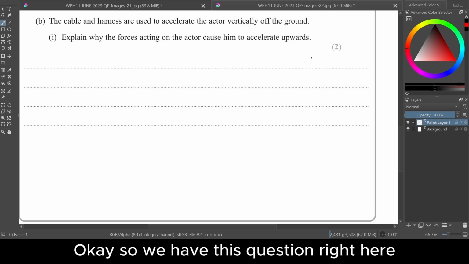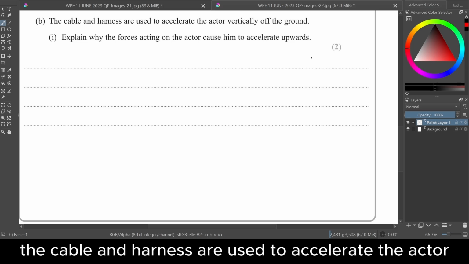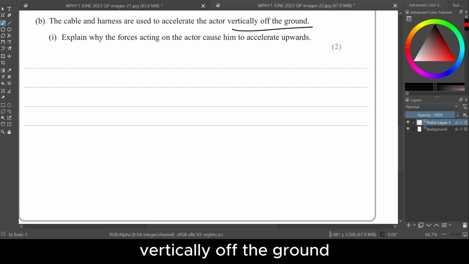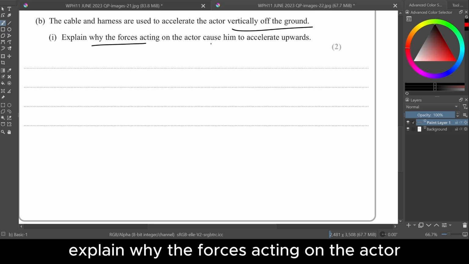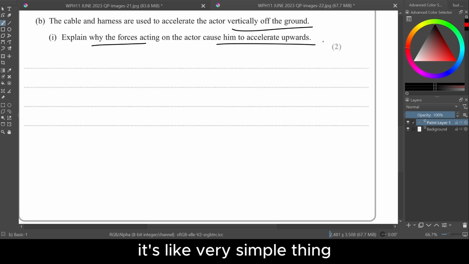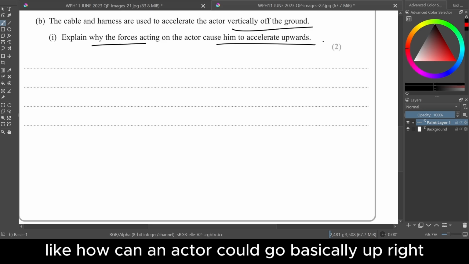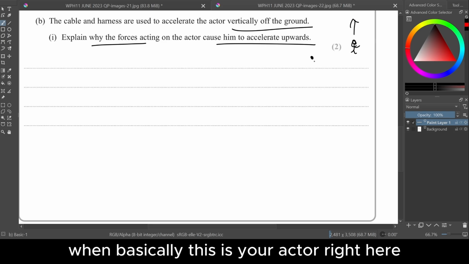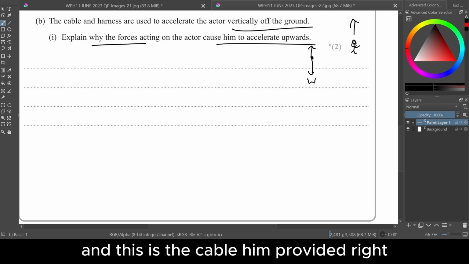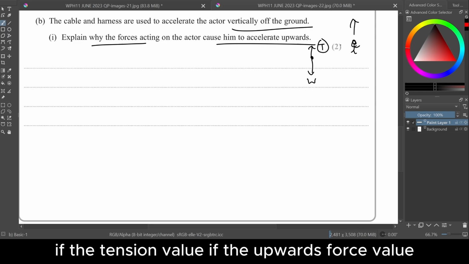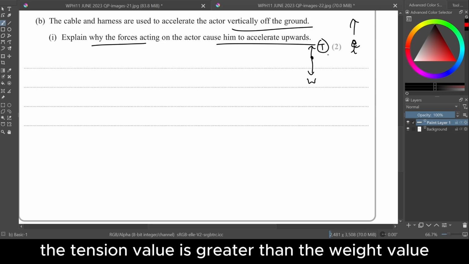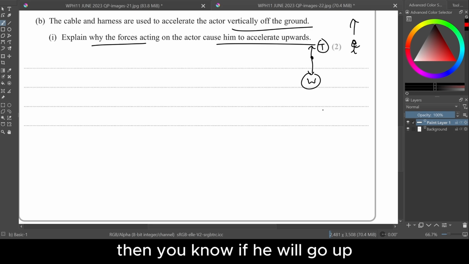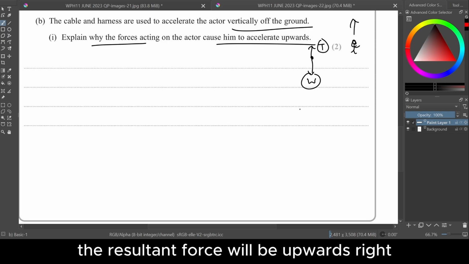Okay, so we have this question right here. The cable and harness are used to accelerate the actor vertically off the ground. Explain why the forces acting on the actor cause him to accelerate upwards. It's a very simple thing. How could the actor go up, right? This is your actor right here, okay? So this is the actor's weight and this is the cable force provided, right? If the upwards force, in other words the tension value, is greater than the weight value, then he will go up, the resultant force will be upwards, right? So it's simple as that.